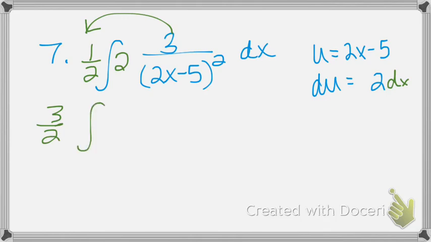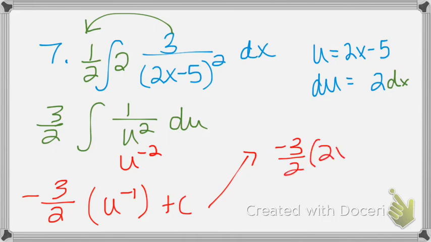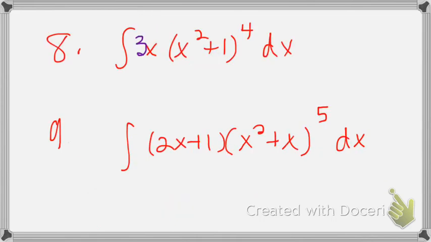And then the 2 and the dx, that's all du. So 1 over u squared. And then I just put the du beside of it instead of on top of it. Okay, so we're going to think of this as u to the negative 2, right? So we add 1, negative 1, and divide by it so that negative's out there with the 3 halves. And then u to the negative 1, and then substitute it in. So here's your try problems.